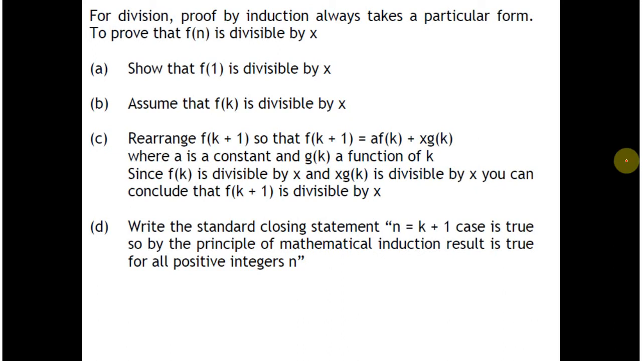So to prove that f(n) is divisible by x, first of all we do the n equals 1 case. So we show that f(1) is divisible by x. Then for the inductive hypothesis, we assume that f(k) is divisible by x. And then we rearrange f(k+1) so that f(k+1) equals a times f(k) plus x times g(k). So since f(k) is divisible by x, the first of those two terms is divisible by x, and the second one is x times something, so it also is divisible by x. And then we write the standard closing statements.